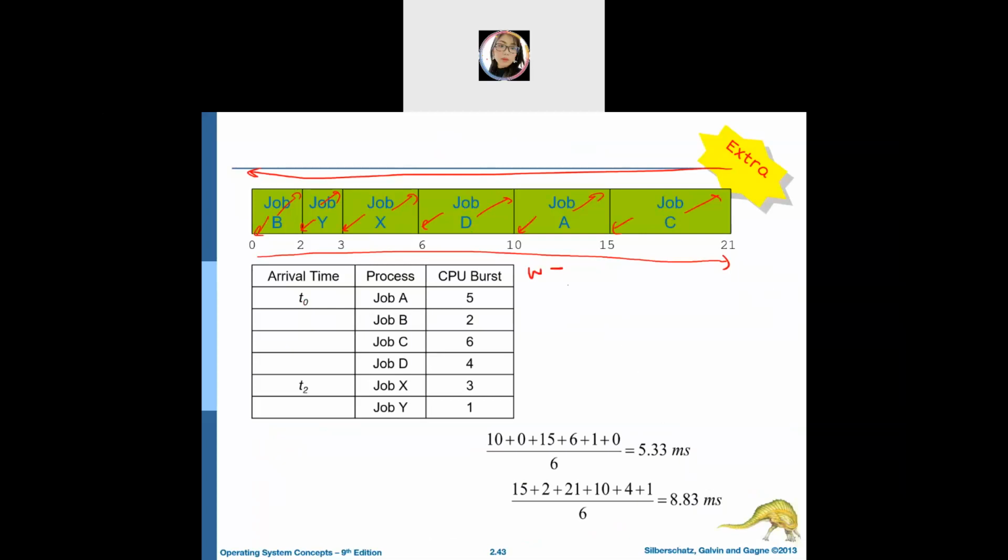Waiting time: A is 10, B is 0, C is 15, D will be 6, X will be 3, and Y will be 2. Turnaround time: A 15, B 2, C 21, D 10, X 6, Y 3. So you add it all together, and you average with 6. So you're going to get the average waiting time and average turnaround time. Okay, so it's quite simple, right?